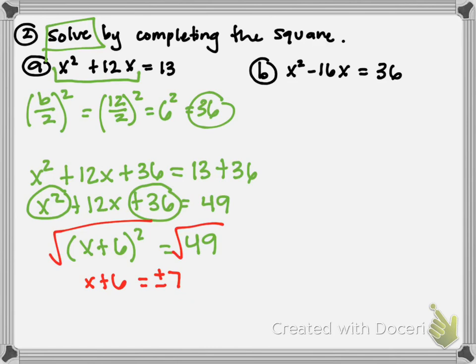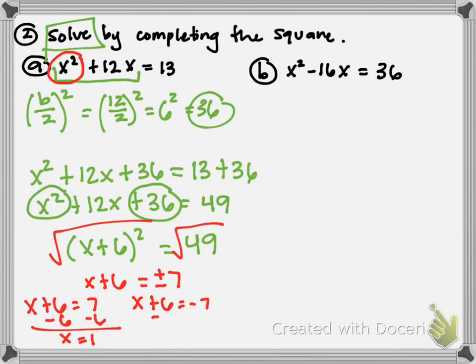So now I have to finish figuring out my solution. These are quadratics, right? There's an x squared, so I'm always going to have two solutions. So x plus 6 can equal positive 7, or x plus 6 can equal negative 7. So I'm going to solve for x, subtract 6, so I get x equals 1, subtract 6, and I get x equals negative 13. So I have two answers here.